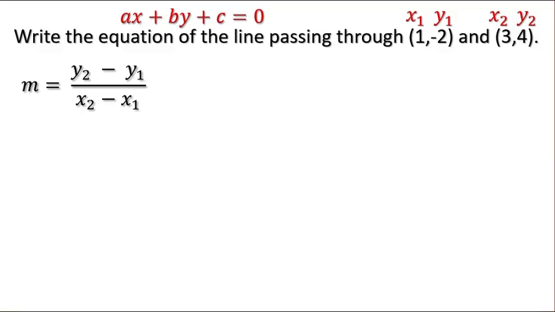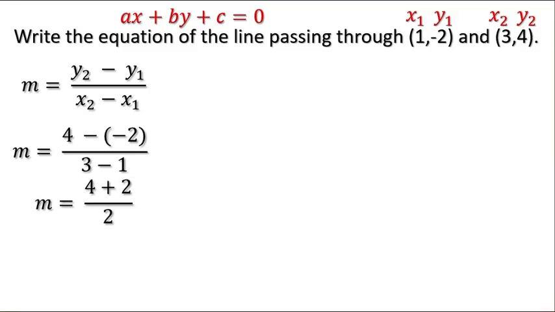Now let's substitute the values in our formula. By substitution, m equals 4 minus negative 2 all over 3 minus 1. Now let's simplify these double negatives. That will become positive. And then let's subtract 3 by 1. So 3 minus 1 equals 2. So m equals 4 plus 2 all over 2. 4 plus 2 equals 6. So m now equals 6 over 2. And 6 over 2 is equal to 3. Our slope is equal to 3.